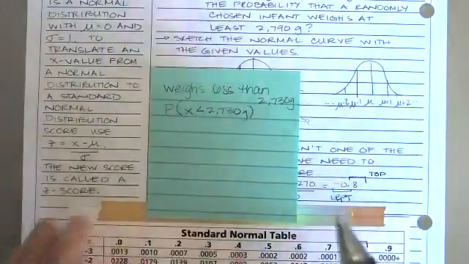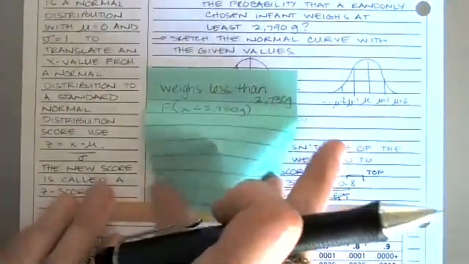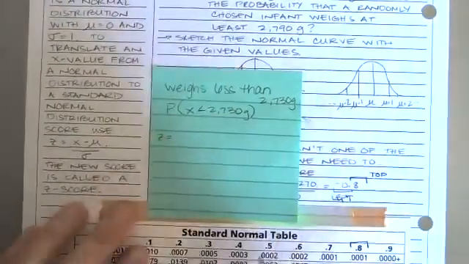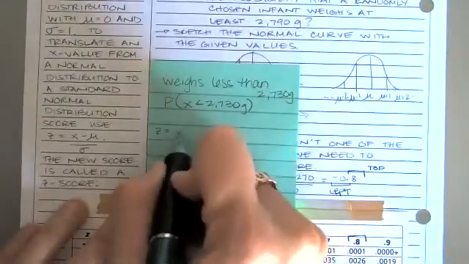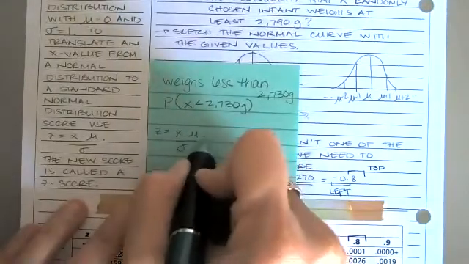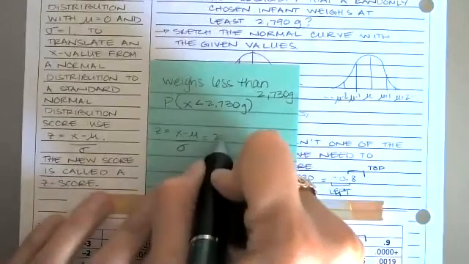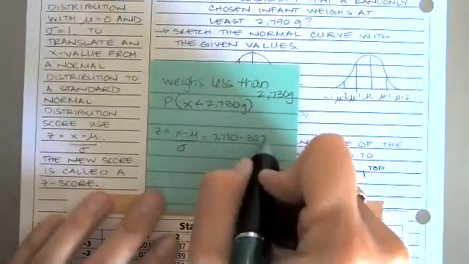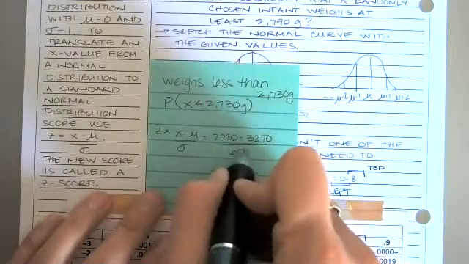So we know that that won't be, I've specifically chosen that number, so it's not 600. So we're looking for the z-score, which is x minus mu over sigma. And so that's 2730 minus 3270 over 600.